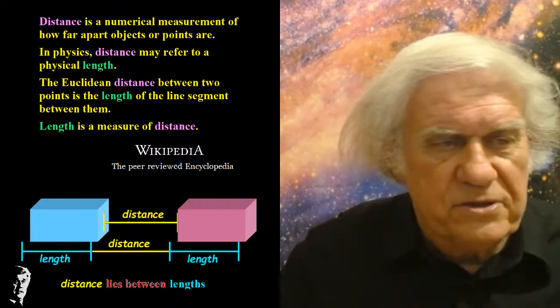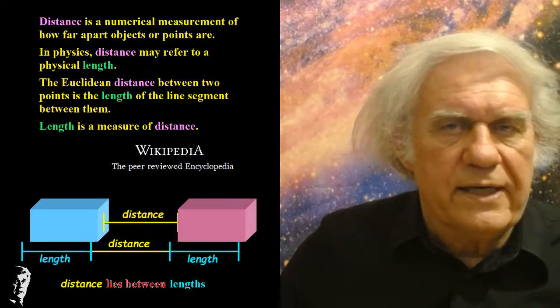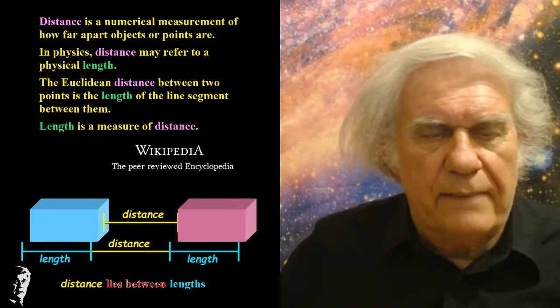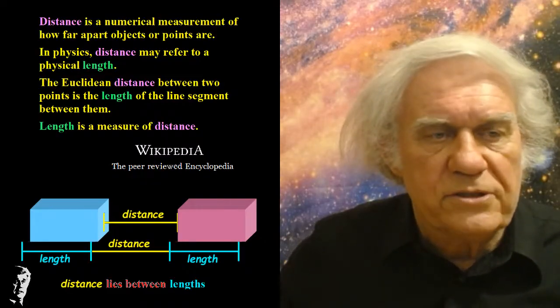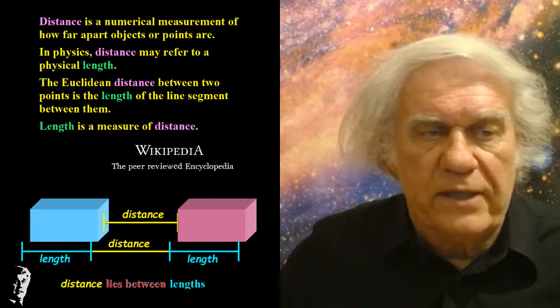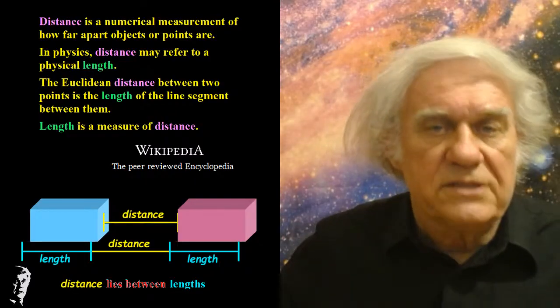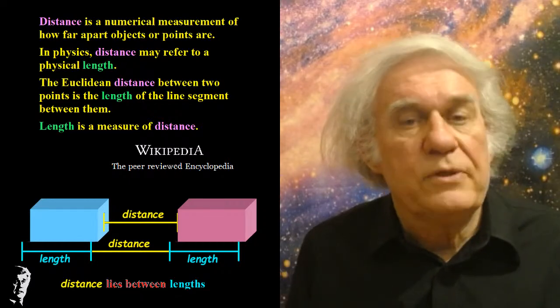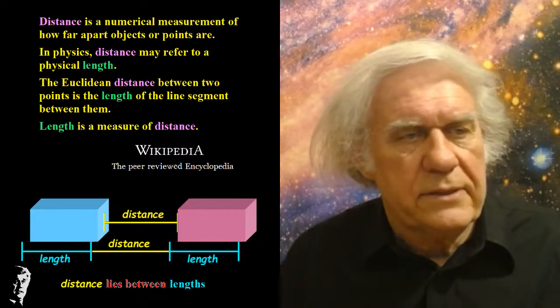In physics, what you see at the bottom: distance is what lies between lengths. Length is what an object has. Distance is what an object does not have. Distance is the separation between two points. It could be within the length, but now you're unrolling the measuring tape if you're going to do distance traveled. Otherwise, this is just separation between objects. So distance lies between lengths. Once you learn that, you get it.